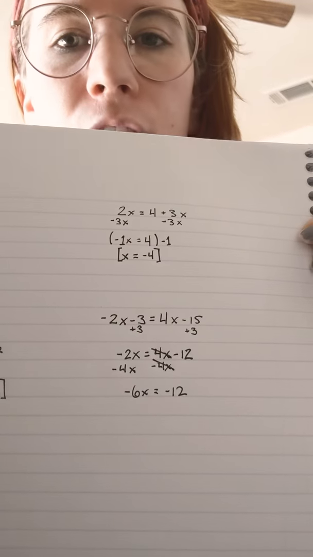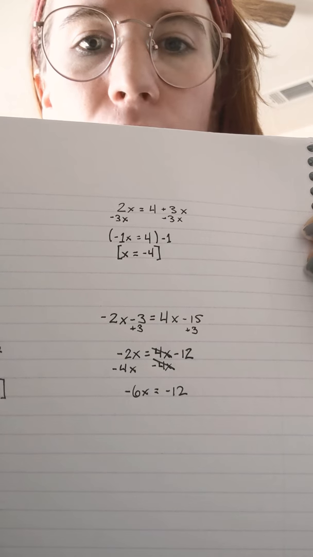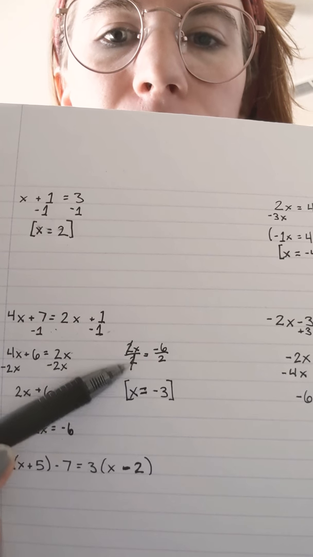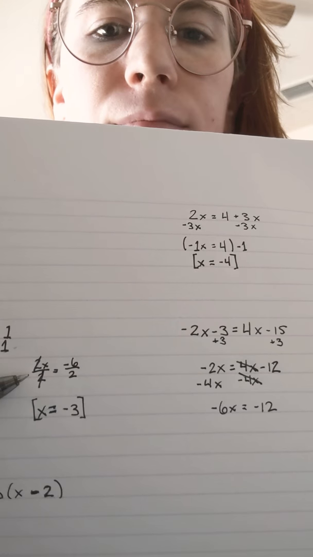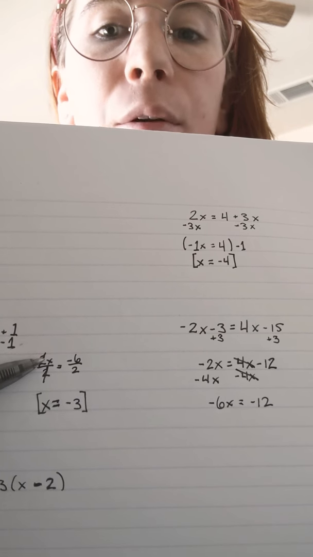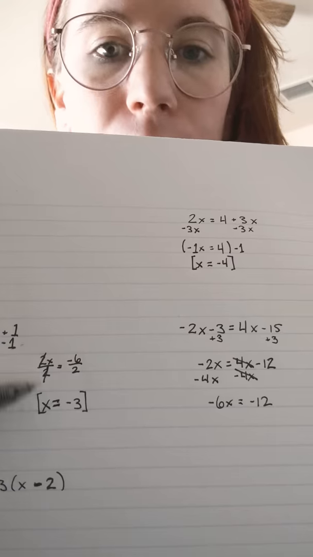What is negative 2 minus 4? Negative 6. So we have negative 6x on one side and a negative 12 on the left side. So what can we do now, class? Do you remember how we solved this one? How did we isolate the x? We divided both sides by the number that was in front of our unknown variable, right? So we will divide both sides by negative 6.